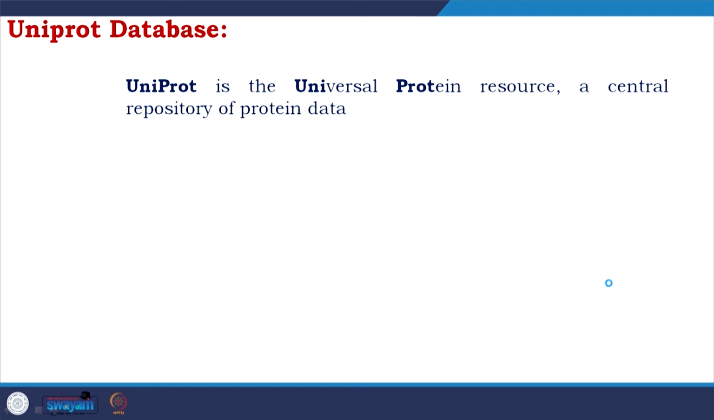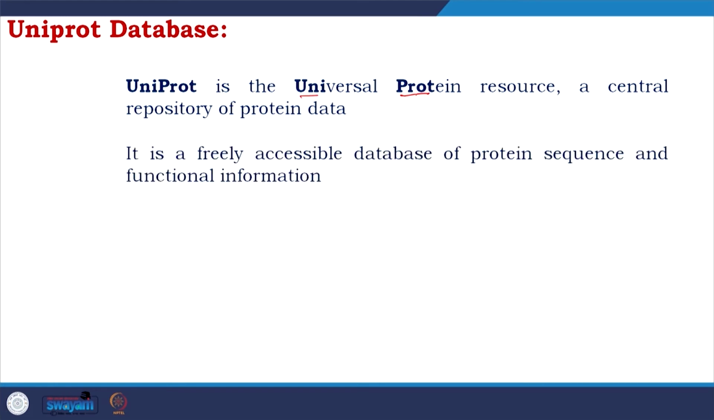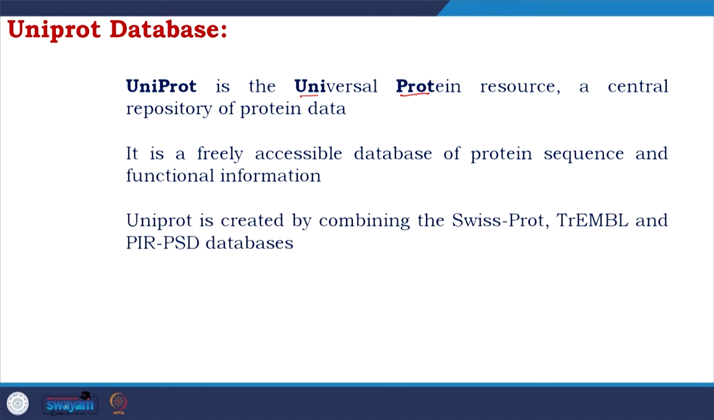The UniProt database: UniProt is the Universal Protein resource, where uni is from universal and prot is from protein, a central repository of protein data. It is a freely accessible database of protein sequence and functional information. UniProt is created by combining three databases: SwissProt, TrEMBL and PIR-PSD, the Protein Information Resource. It is updated every 4 weeks.